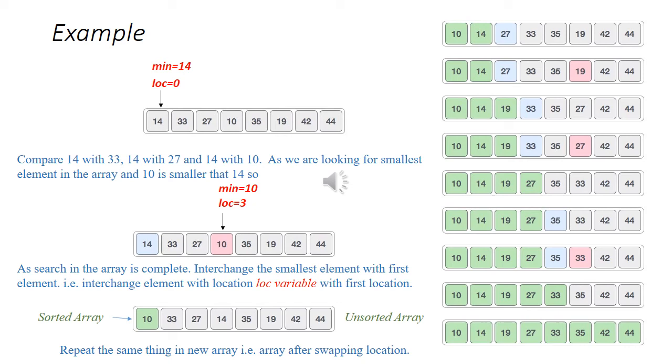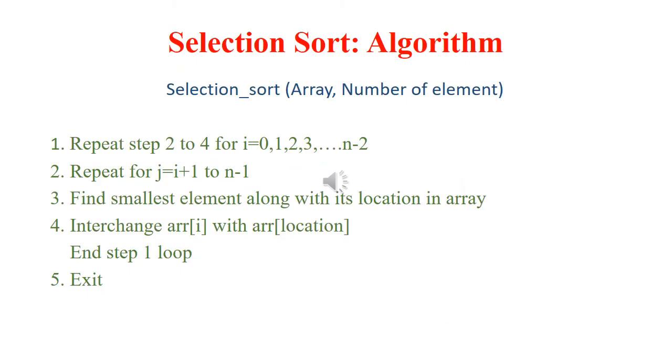So in this way, what we have done is swap the smallest element with the leftmost element in the unsorted array. This is the crux of the selection sort algorithm. The selection sort algorithm is explained. So the name is selection sort.